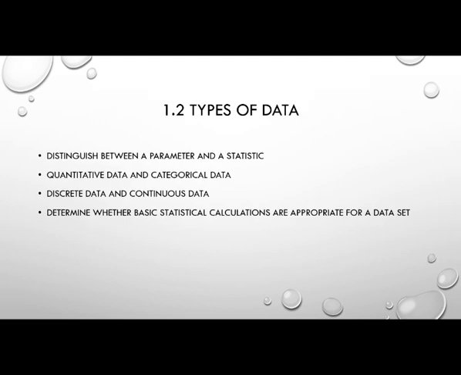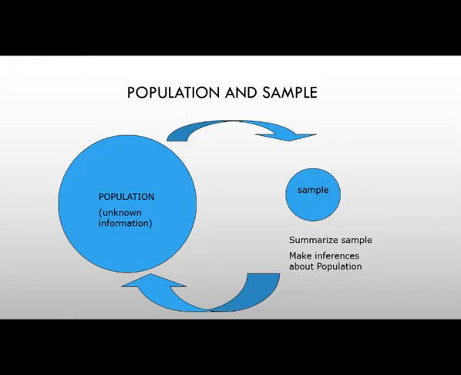So what are the different types of data? We're going to talk about a parameter and a statistic. We'll talk about quantitative data and categorical data, discrete versus continuous, and whether basic statistical calculations are appropriate for a data set.